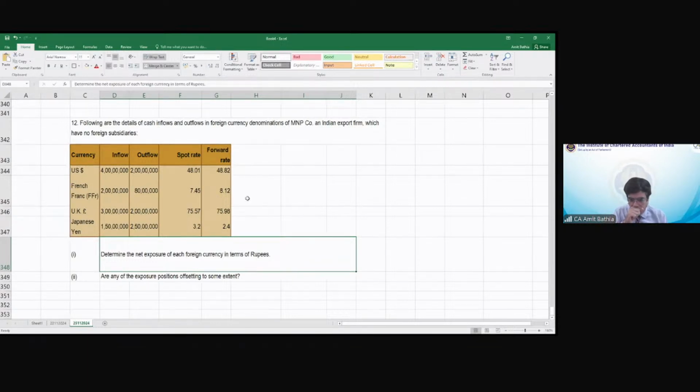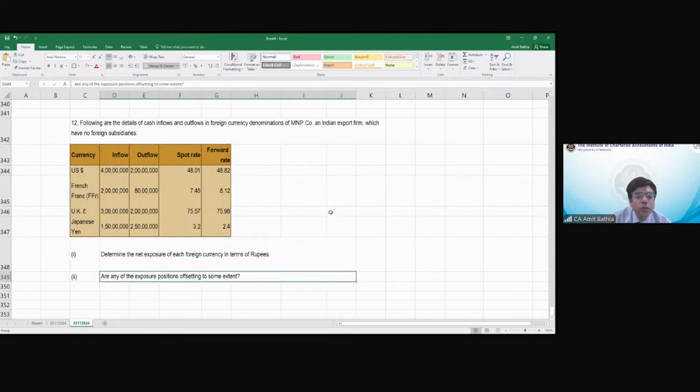Following are the details of cash inflows and outflows in foreign currency denominations of MNP company, an Indian export firm which has no foreign subsidiaries. So you have the different currencies: US dollar, French franc, UK pound, Japanese yen. We are given the inflow, the outflow, the spot rate and forward rate, right? Further, we are asked to determine the net exposure of each foreign currency in terms of rupees.